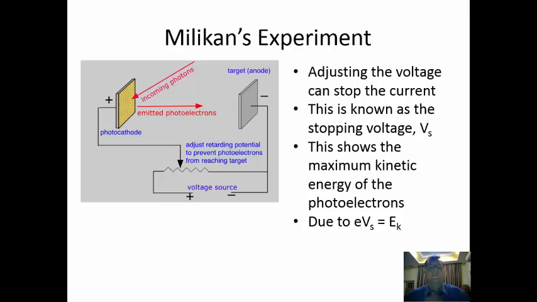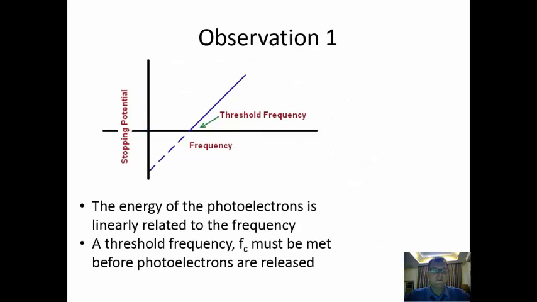Now, Millikan did a series of extensions on this general experiment. And what he did is he investigated not just the voltage, but he also looked at changing the frequency of the incoming photons. So let me take you through some of the observations made and reveal some of the thinking behind explaining these observations. Observation 1. What he discovered was that if we look at this graph, we'll see that there's a certain frequency below which no electrons are emitted.